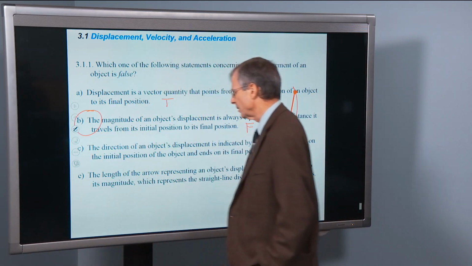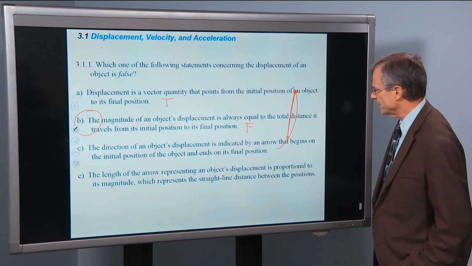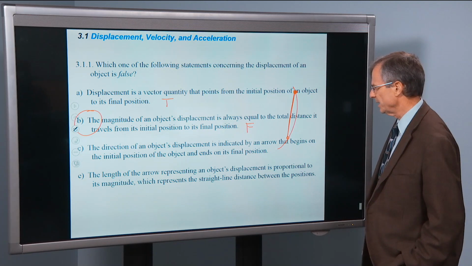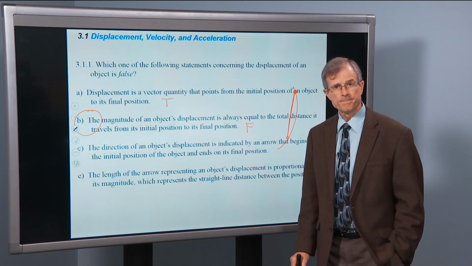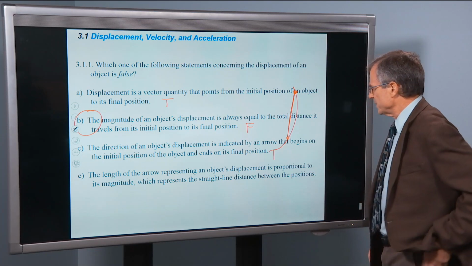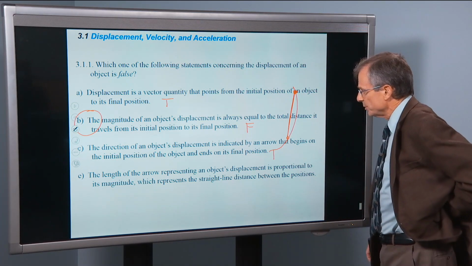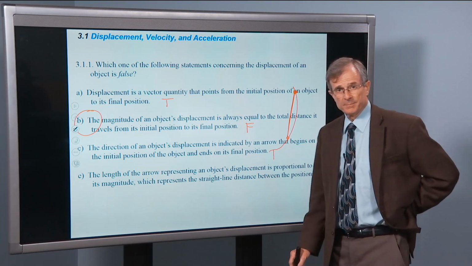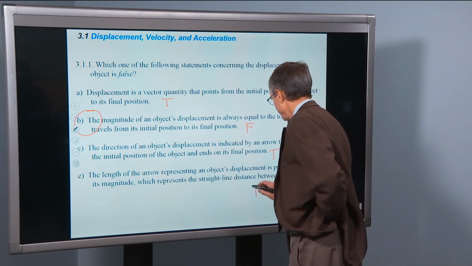Let's look at the other ones, though. The direction of an object's displacement is indicated by an arrow that begins on the initial position of the object and then ends on its final position. True. The length of the arrow representing the object's displacement is proportional to its magnitude, which represents the straight line distance between the positions. Also true. Great.